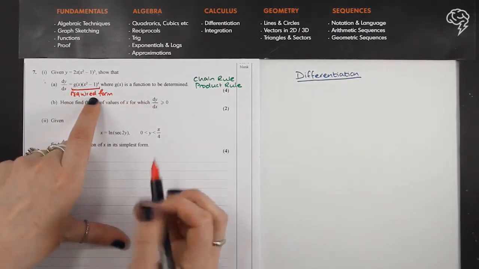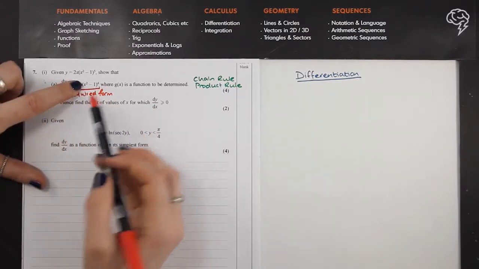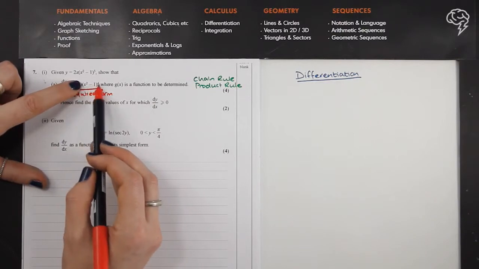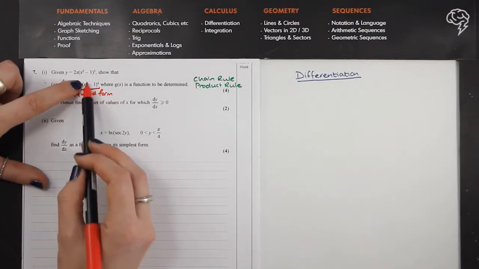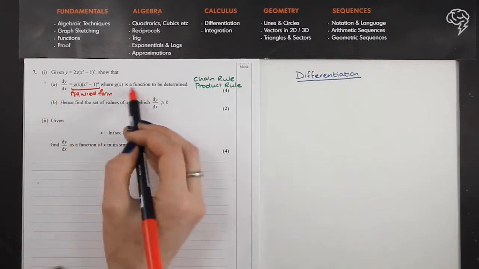And what they've done basically is they've got dy by dx, and then they've pulled out this common factor of (x squared minus 1) to the 4. So (x squared minus 1) to the 4 is going to come out when we've got our derivative, and then what's left will be the g of x.